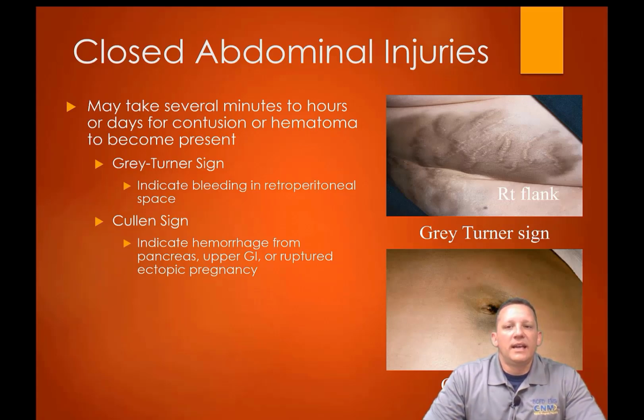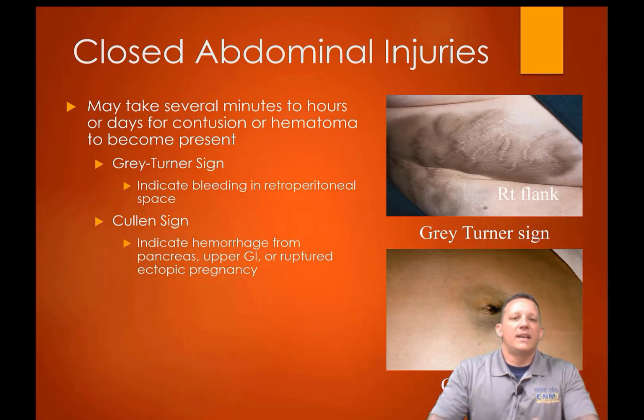So a couple more interesting presentations for retroperitoneal injuries, and the first one's going to be the Grey Turner sign. And the Grey Turner sign is kind of a blood pooling or bruising that's unexpected to the right flank or the left flank, obviously. And this just indicates that we're bleeding through the peritoneal space.